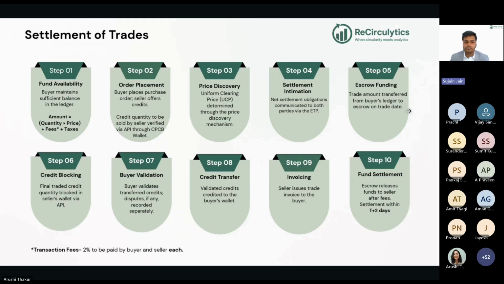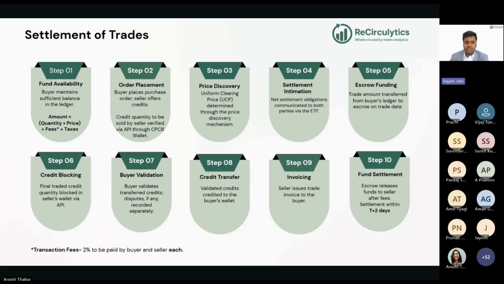Arushi, next slide, please. Okay, now we have understood what the exchange is, how the prices would be discovered, and what options you have available to put in or sell your credits. Now we'll understand how the trade settlement happens.